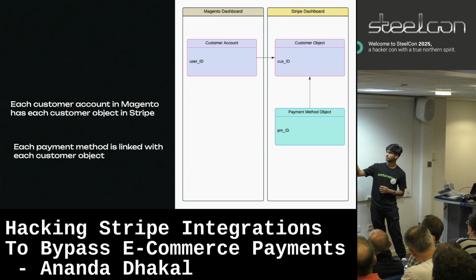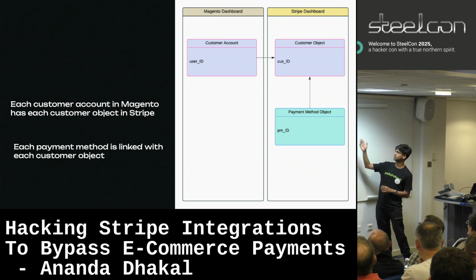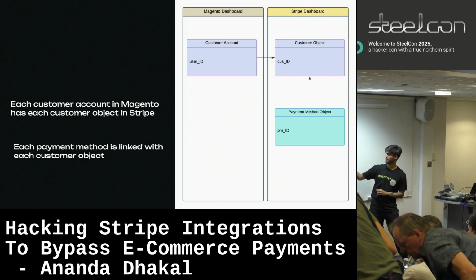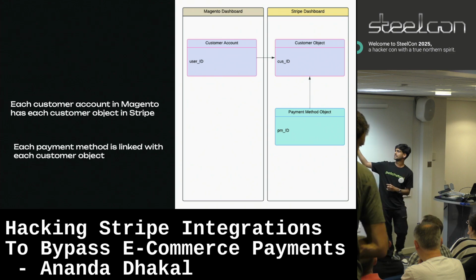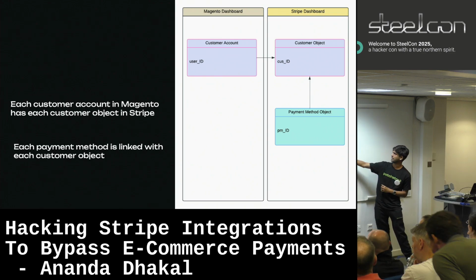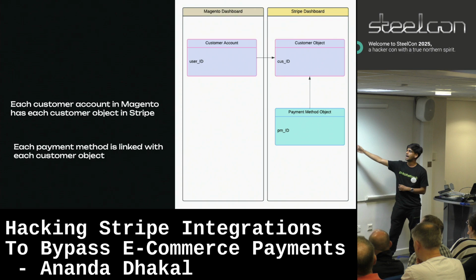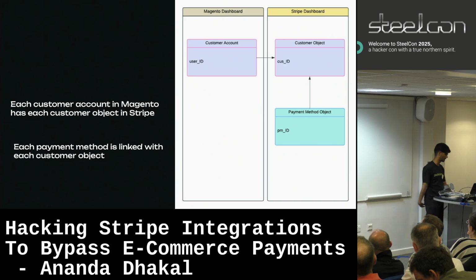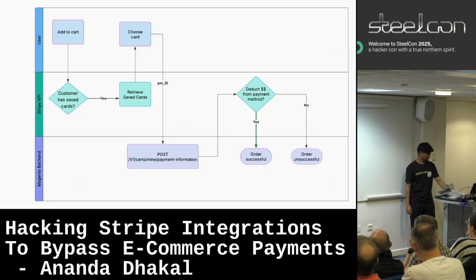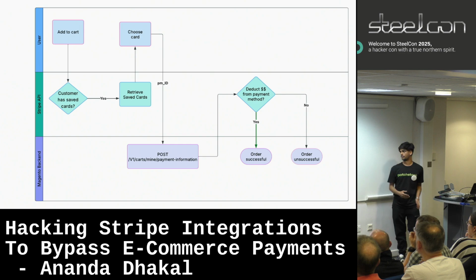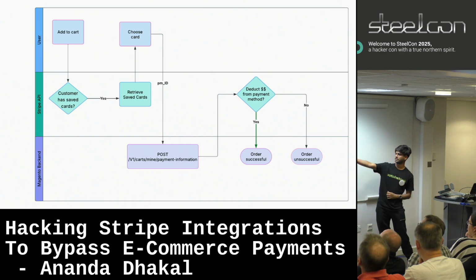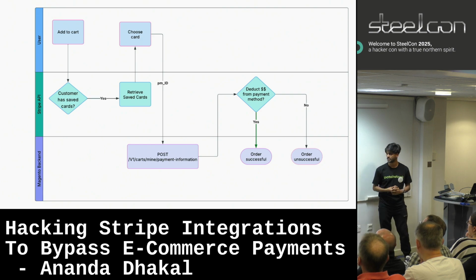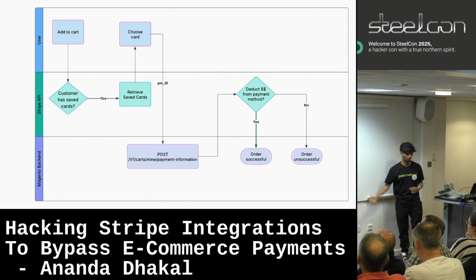So you have this customer account, which is mapped with the customer object in the Stripe backend, which is now mapped with the payment method object. The payment method object that we created gets mapped with the customer object, and we have a customer account that's mapped with the Stripe customer object. This is what the flow looks like for saved cards. If you have a saved card, you can retrieve it based on the flowchart I just showed previously, choose a card, and then the same flow goes on.